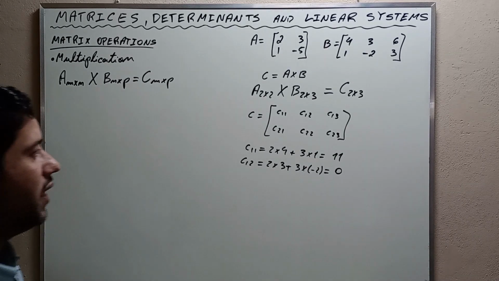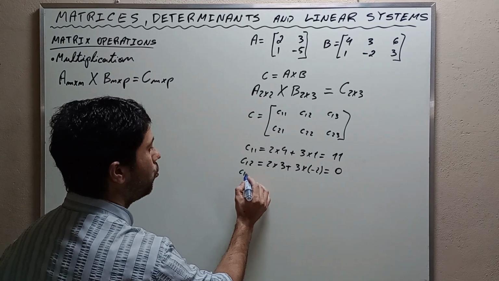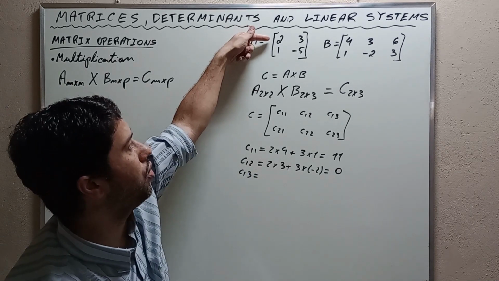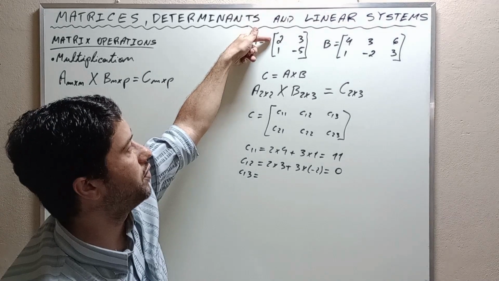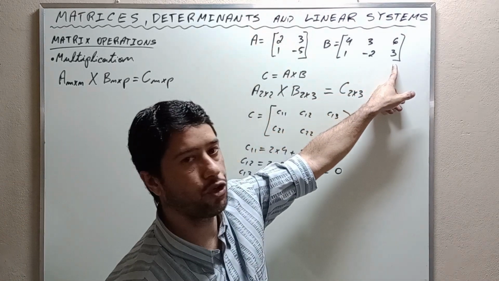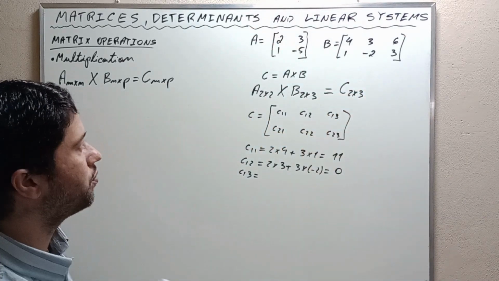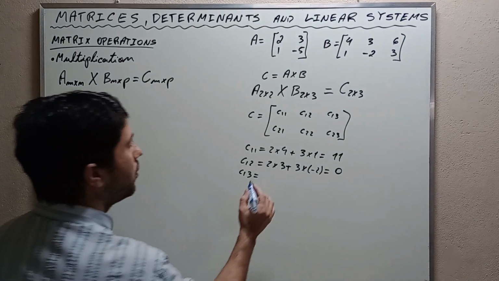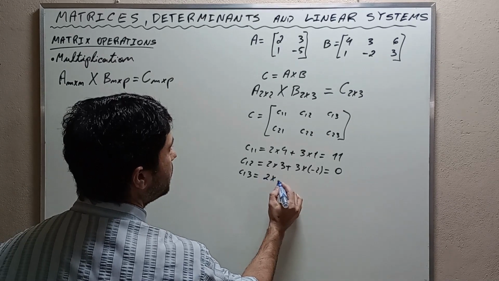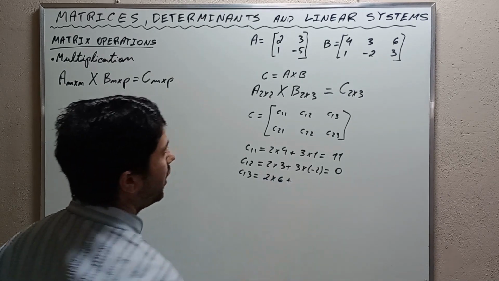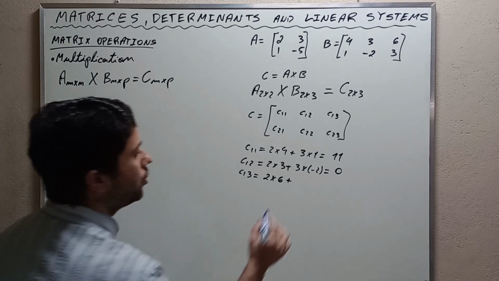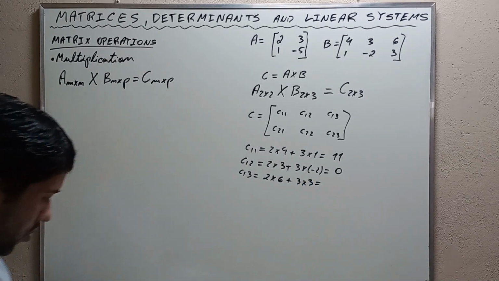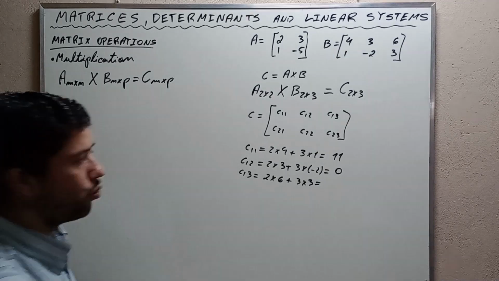Continuing, entry C13 is going to be obtained from the multiplication of row 1 of the first matrix and column 3 of the second matrix. It is going to therefore be 2 times 6 plus 3 times 3, and this is equal to 21.